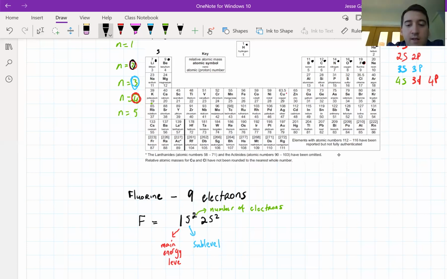So what is this? This is the second energy level, the p sublevel, and there are 5 electrons here. You can always check if you're right by adding up these little numbers of electrons at the top, and you should get the number up here, 9. So 2 plus 2 plus 5 is 9 electrons. So I know I'm right. It's 1s2, 2s2, 2p5.